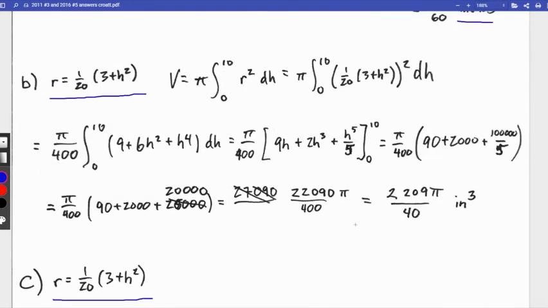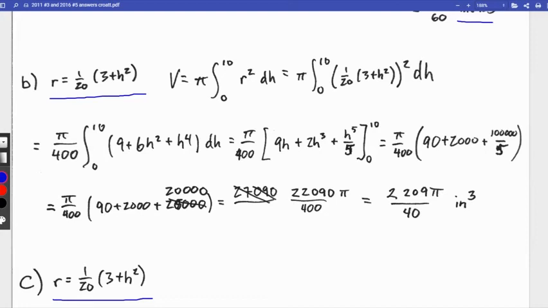Part B, here is our volume. Find the volume of the funnel. So pi times the radius squared. I'm integrating from 0 to 10. Now I'm integrating in terms of h, which we're thinking of similar to y.